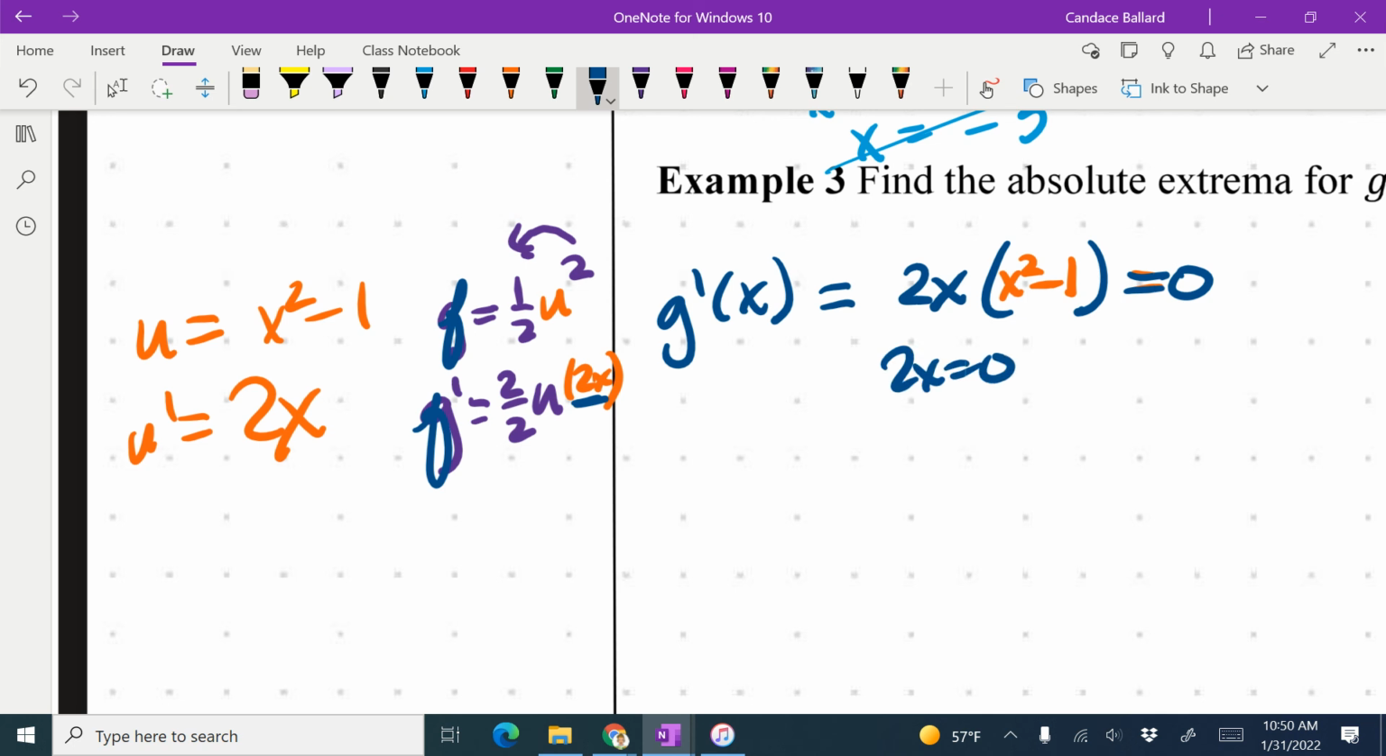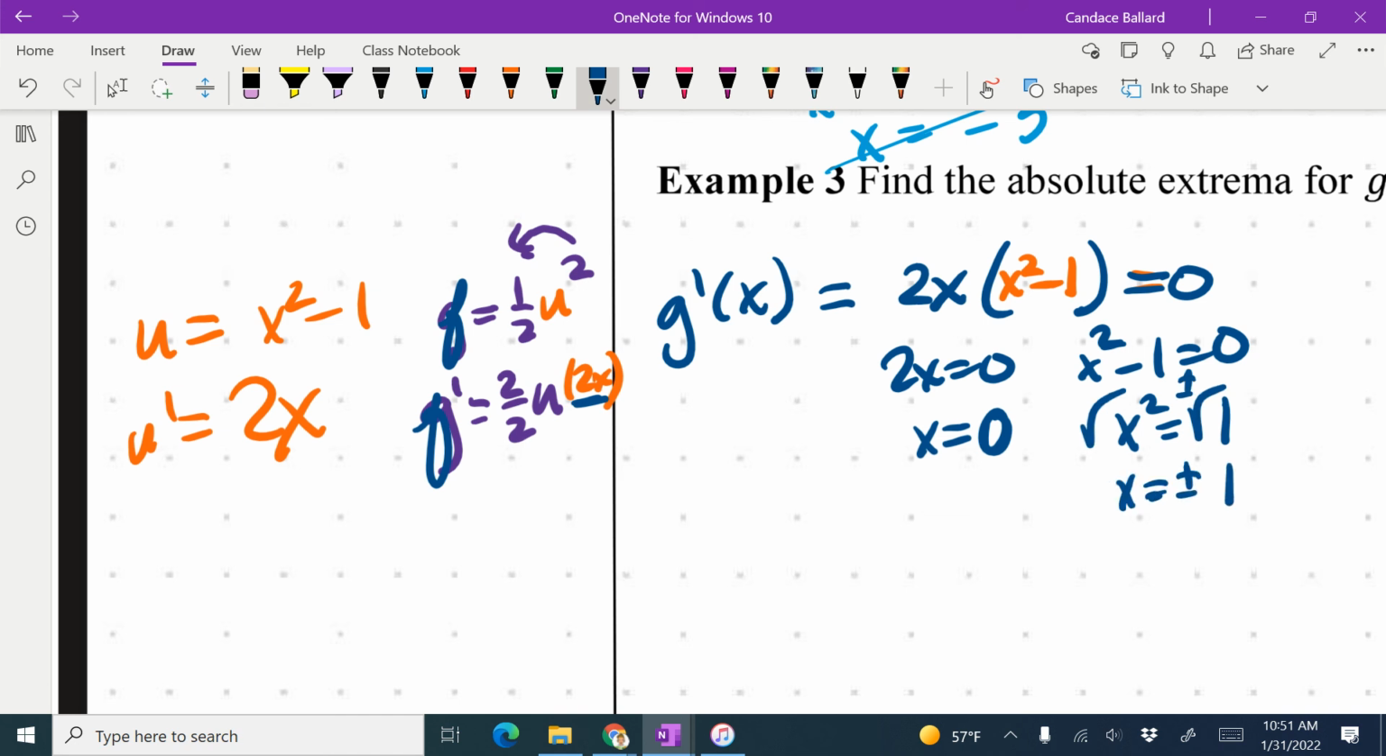All right, so 2x equals 0 and x squared minus 1 equals 0. That's a squared. Okay, so x equals what when I divide by 2? Okay, and then x squared equals 1, and then I take the square root of both sides. Make sure you put a plus minus, so x equals plus or minus 1.